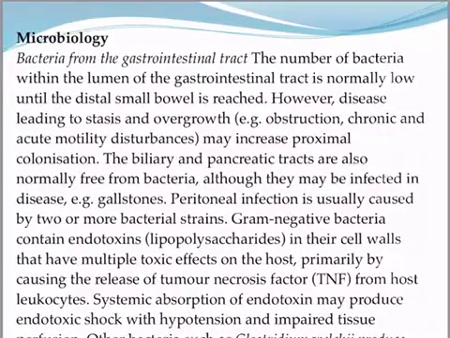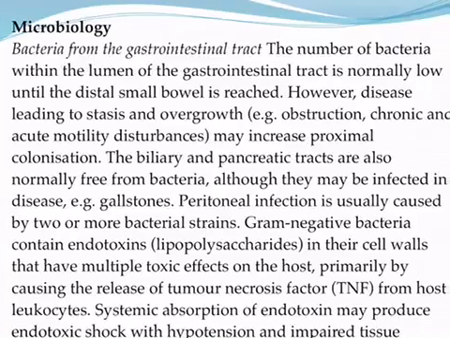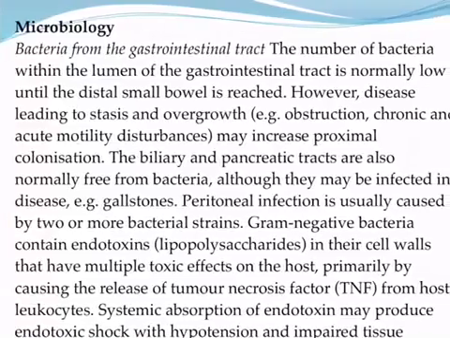Microbiologically, bacteria may come from the gastrointestinal tract or from non-gastrointestinal origin. The number of bacteria within the lumen of the gastrointestinal tract is normally low in the upper intestine, but it increases in number and count as the distal small bowel is reached. However, in disease processes that cause inflammation or stasis in the upper gastrointestinal tract, this will enhance bacterial proliferation, so any perforation will cause bacterial peritonitis from the start.